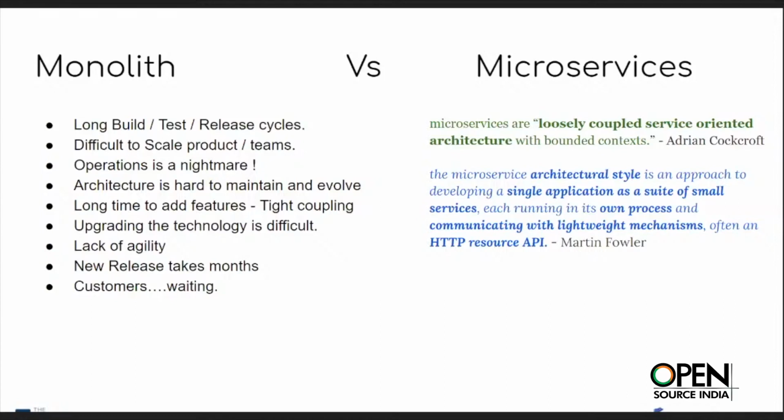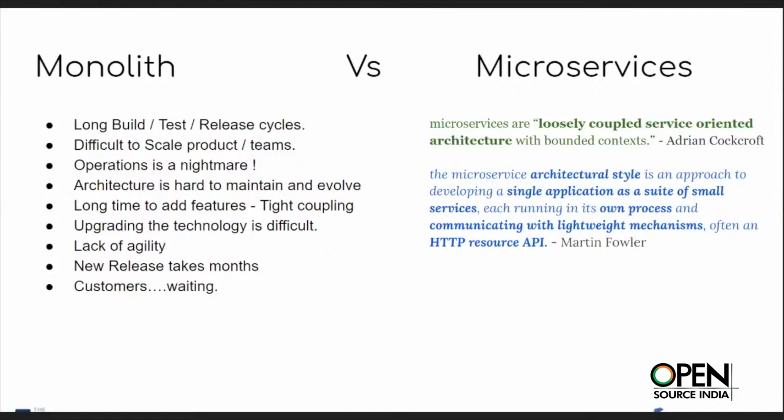Since it has a single point of failure, deploying, testing and releasing monolithic products becomes really a nightmare. Then the architecture, as it evolves over a period of time, becomes harder to maintain. So it takes a longer time for new folks to come into the monolithic architecture and start contributing.